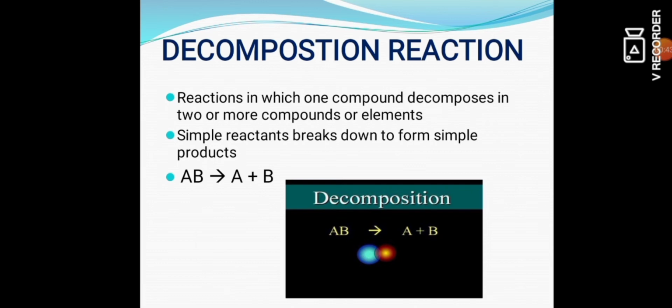The general representation of decomposition reaction is given in your slide. AB is one single reactant that reacts to form simple products. That means more than one product will be there. Those types of reaction are termed as decomposition reaction. The pictorial representation of decomposition reaction is also given in the slide.